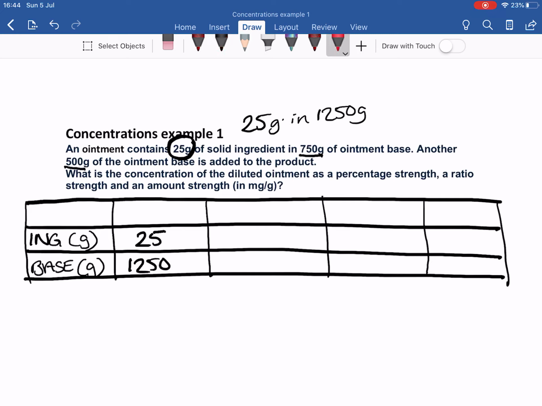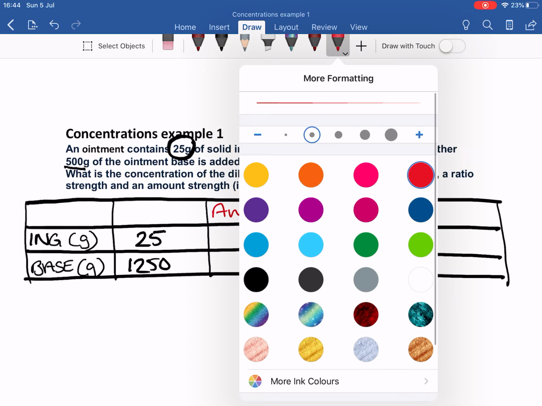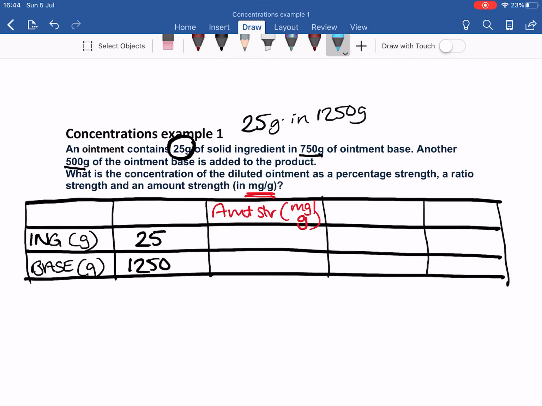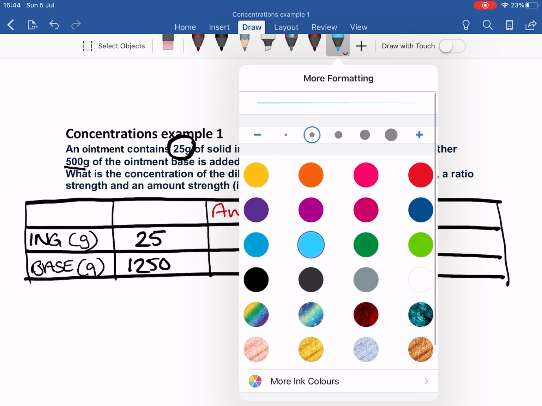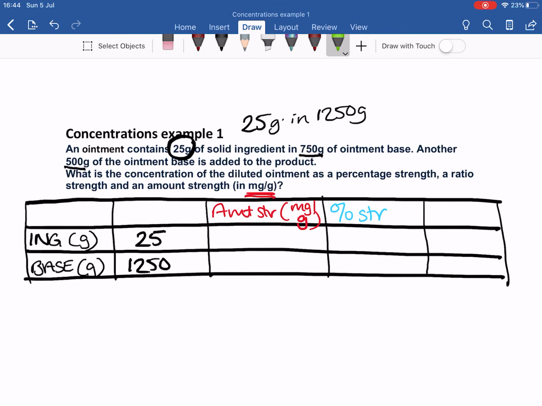We then want to calculate an amount strength as milligrams per gram, and it is important to note that it's milligrams per gram, not grams per gram. We need to hold that thought and make sure we use the right units. Then we need percentage strength, and finally we want to calculate the ratio strength.